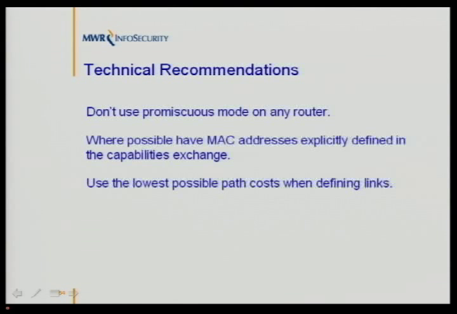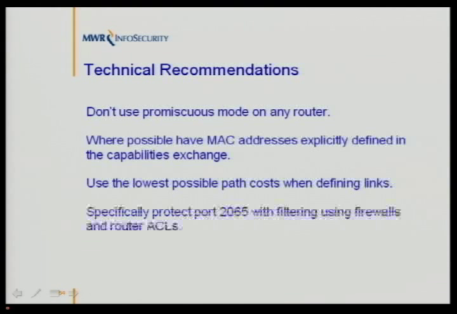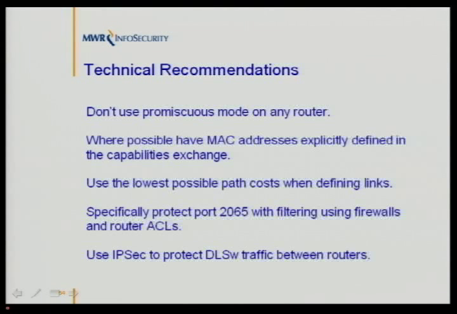Also, if we can actually use path costs, use the lowest possible path costs, which means that if the router ever has a choice as to which path it's going to take when it's establishing a circuit, it's always going to pick the legitimate one. And then we need to start looking at ACLs to start protecting port 2065 and the other ports associated with DLSW, whether that be filtering on firewalls or whether it be router ACLs. And again, try and protect the information that's passing across our network.